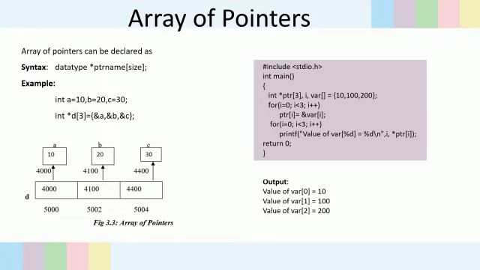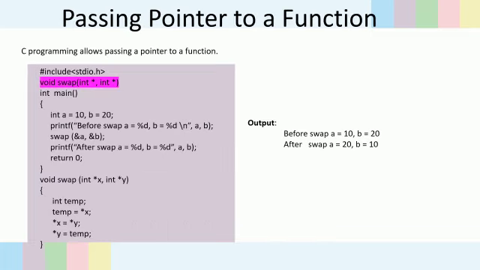In that, *ptr[3] is an integer pointer array and var[] is an integer array. The address of each element of the var array is assigned to the corresponding pointer array element using ptr[i] = &var[i]. Finally, the value of the array var is printed using the pointer *ptr[i], and the output is value of var[0] = 10, value of var[1] = 100, and value of var[2] = 200.